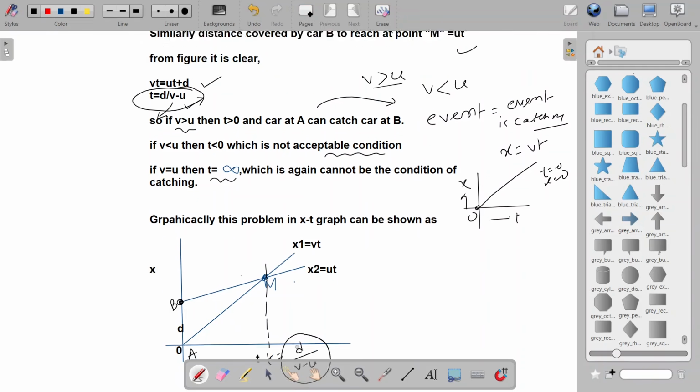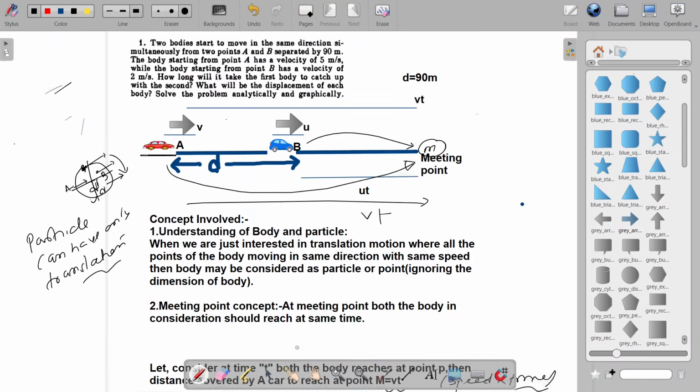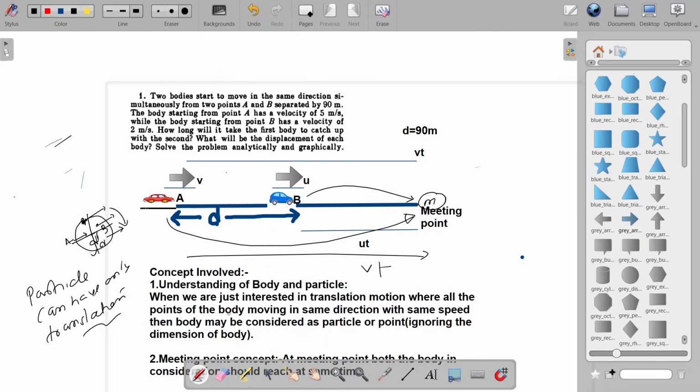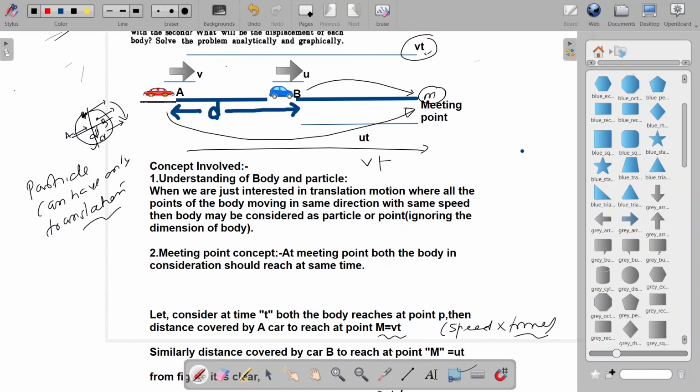Now the remaining thing is they have asked you to find the displacement of each body. Then displacement can be written as x equal to vt. If we just put in the time, we'll get the answer. Okay, so that's all. Thank you friends.